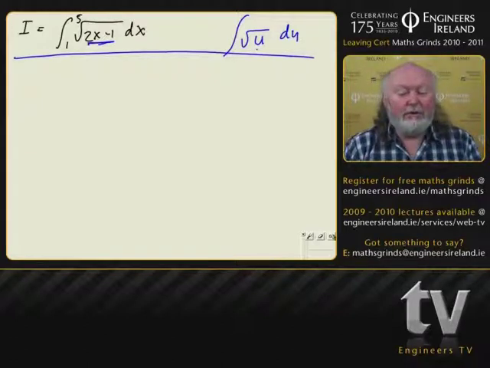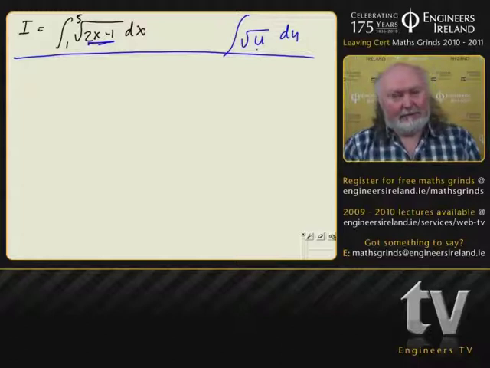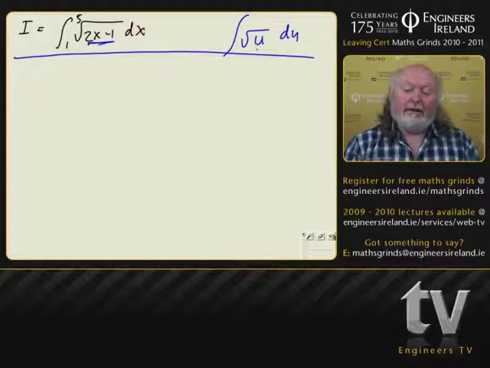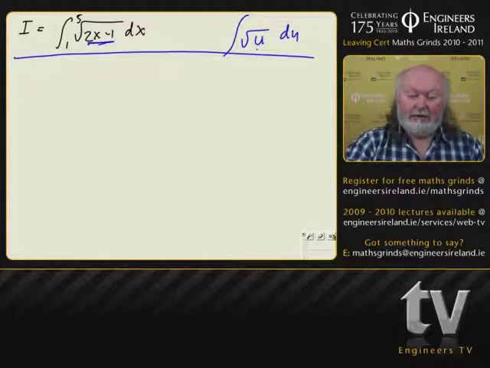Having put u as 2x minus 1, you differentiate it, so you'll get du dx is 2, so therefore du is equal to 2 dx. So half of du is dx, and you have your substitution then immediately. We've already looked at completing the square.